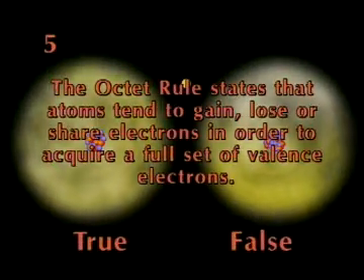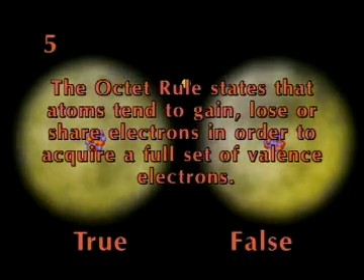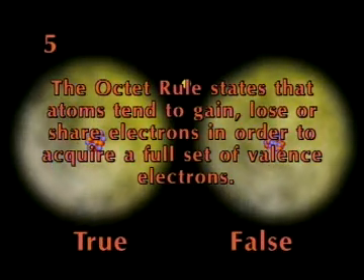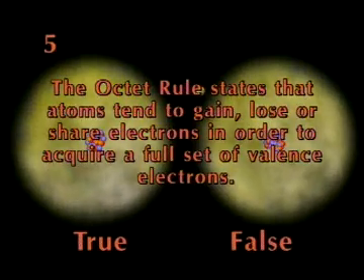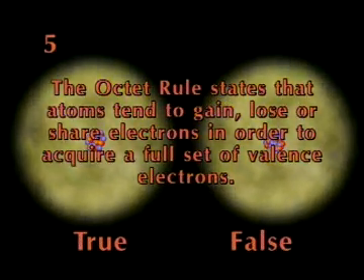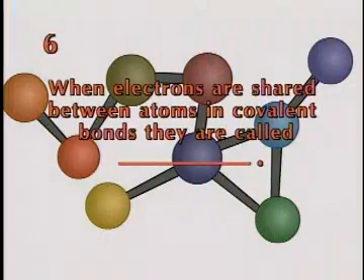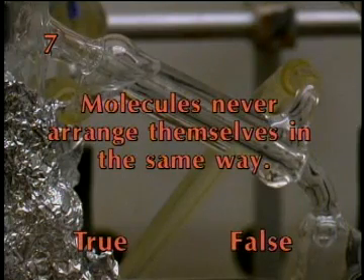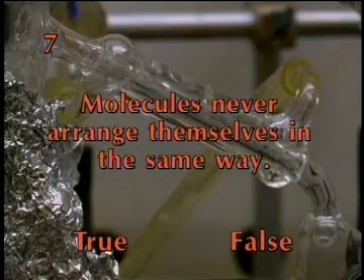The octet rule states that atoms tend to gain, lose, or share electrons in order to acquire a full set of valence electrons. True or false? When electrons are shared between atoms in covalent bonds, they are called. Molecules never arrange themselves in the same way. True or false?